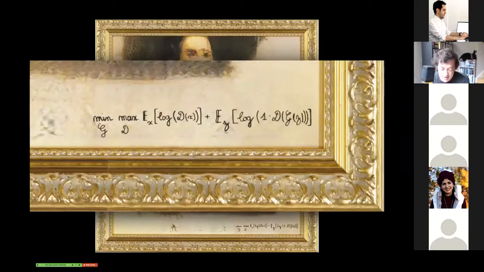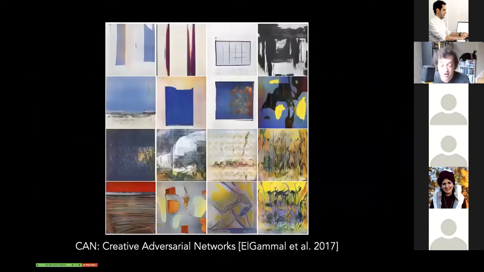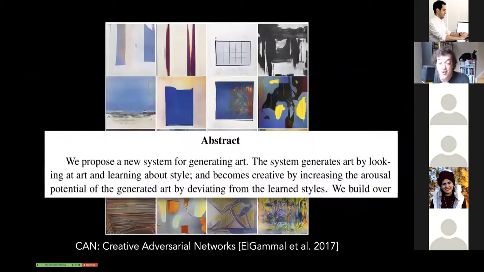And these things are also playing a big role in the academic world. So here's one research paper that writes in their abstract: we propose a new system for generating art. The system generates art by looking at art and learning about style and becomes creative. So these are fairly strong words, and they directly begin to appear in the news media descriptions of these things.